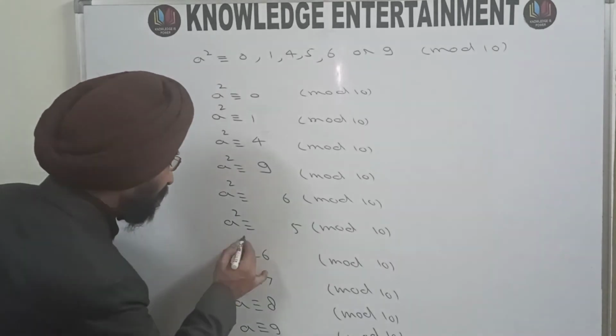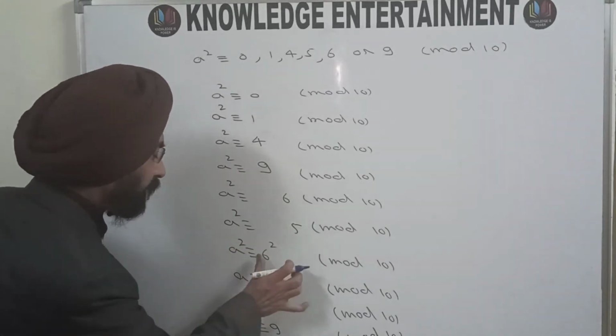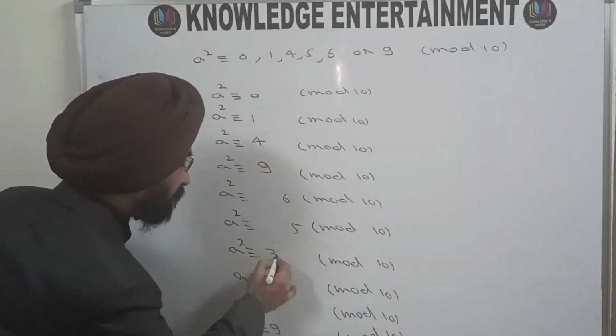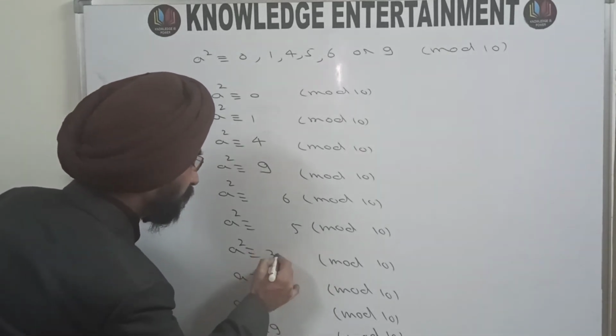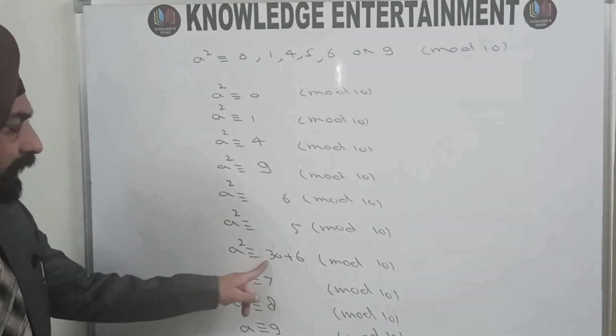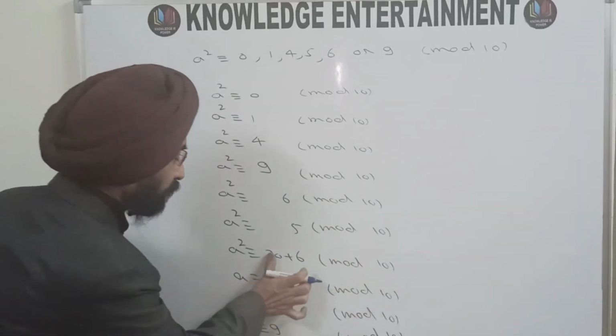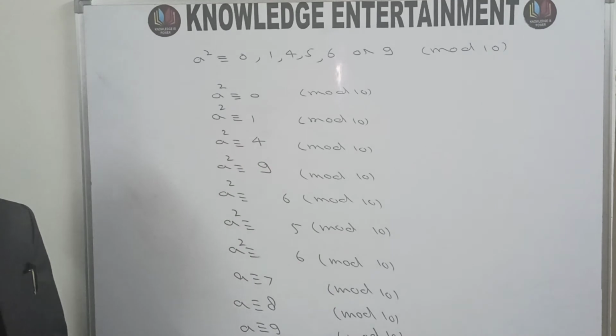In the next case, a square is congruent to 6 square, and 6 square means 36. Once again, this 36 you can write as 30 plus 6, and this 30 being a multiple of 10 can be removed. So a square is congruent to 6 mod 10.